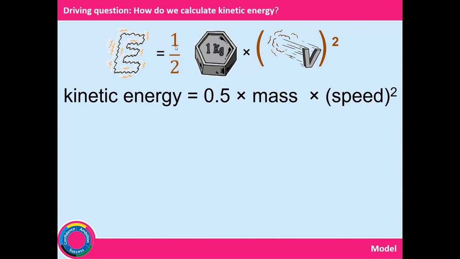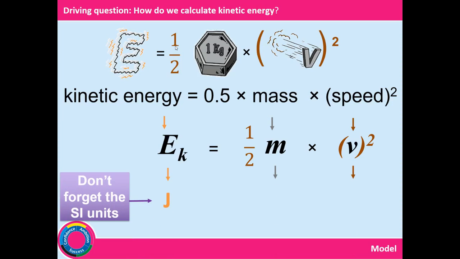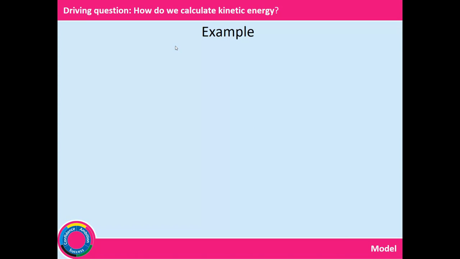So in words, you can say kinetic energy equals 0.5. That is how we represent half as a decimal, 0.5 multiplied by the mass multiplied by the speed squared. In symbol form, you can write E subscript K equals 0.5 or half multiplied by mv squared. Of course, we know the units of kinetic energy or energy in general is joules, mass in kilograms, speed in meters per second.